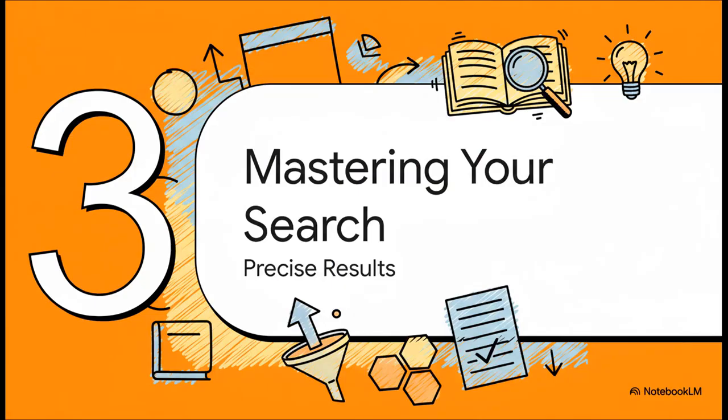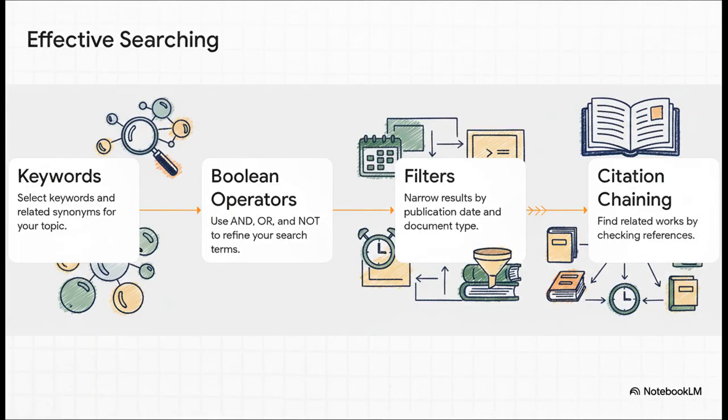All right, section 3, this is where the magic really happens. We are now mastering your search strategy. We're going from just kind of throwing keywords at a search bar to being precise, surgical, and getting the exact results we want. And it really comes down to a simple 4-step process. First, you pick your keywords and think of synonyms. Then you use these powerful things called Boolean operators. We'll get to those. Step 3, you apply filters, like for date or document type. And finally, number 4, you use citation chaining.